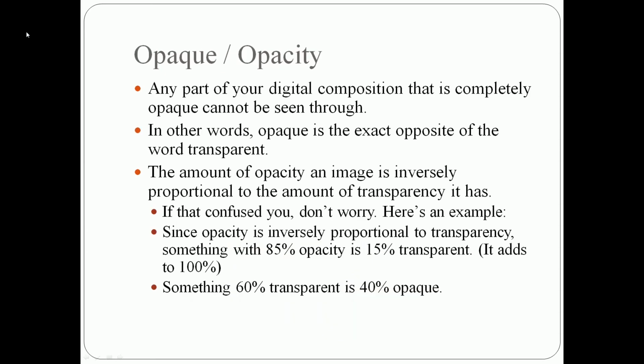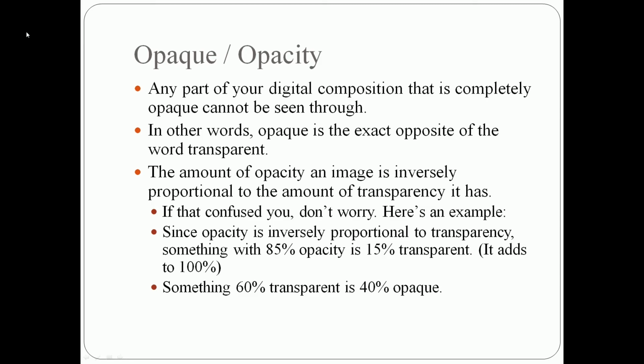Any part of your digital composition that is completely opaque is something that can't be seen through. So opaque is the opposite of transparent. A wall is opaque, a window is transparent. In other words, opaque is the exact opposite of the word transparent. The amount of opacity in an image is inversely proportional to the amount of transparency that it has. So if that confused you, don't worry. Since opacity is inversely proportional to transparency, something with 85% opacity is 15% transparent, because it adds to 100%.